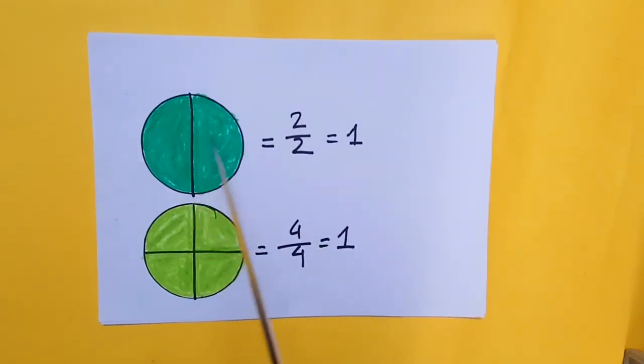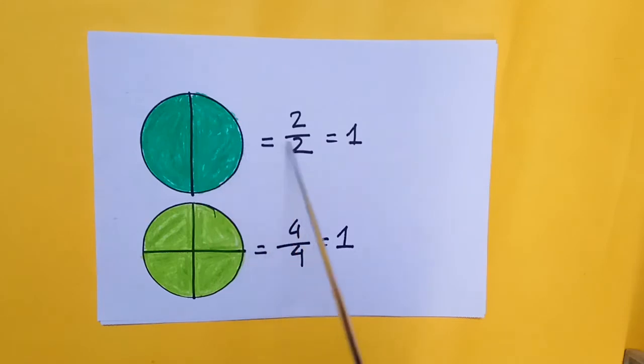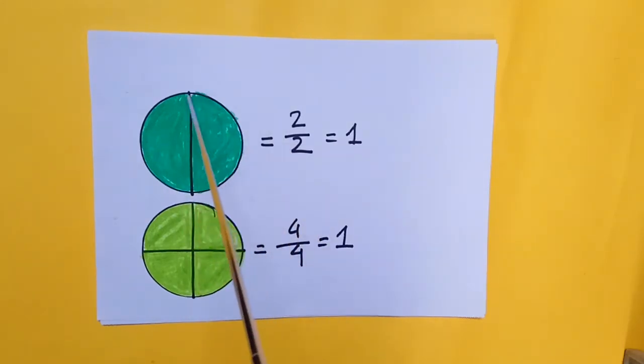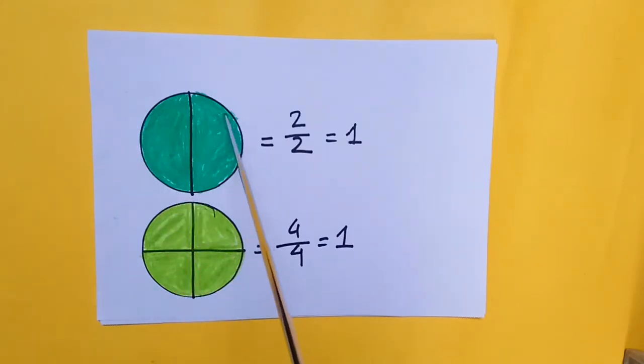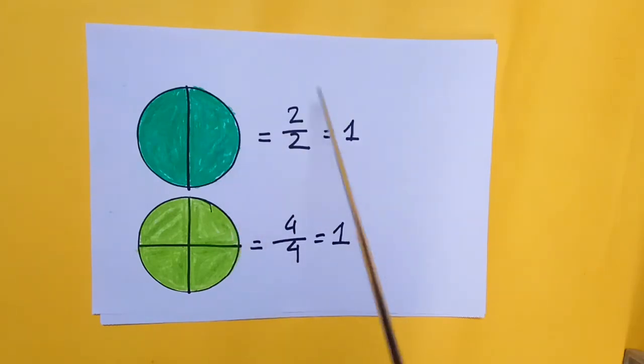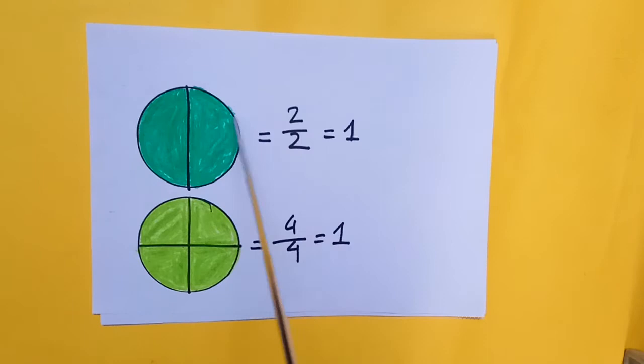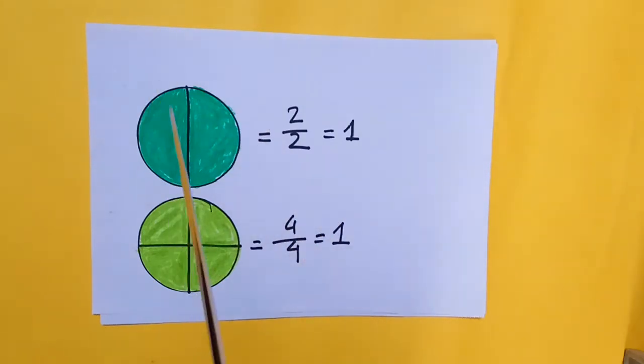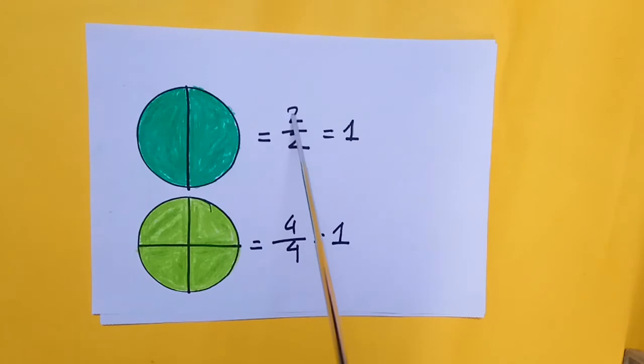I divided it into equal two pieces and I have taken two parts. Here I have divided it into two equal parts. That's why the denominator is 2 and the taken part is 2. It means this is a full circle. We know a full thing means 1. That's why we can write 2 by 2 equals 1. It means if we get the denominator and numerator as the same number, then the answer will be 1.